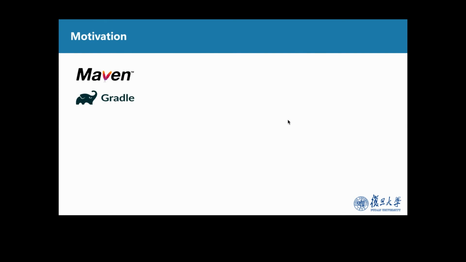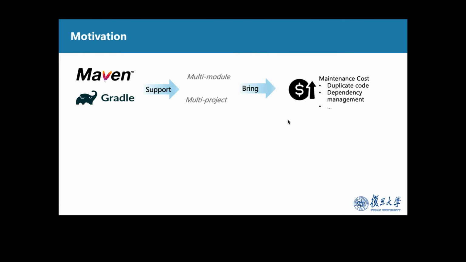With the increased complexity of modern systems, automated build tools such as Maven and Gradle are introduced to boost development efficiency. Both Maven and Gradle introduce such a mechanism called multi-module or multi-project for the ease of management and build. But it also can bring maintenance cost. For example, duplicate code could emerge between modules, and dependency management could be complicated.